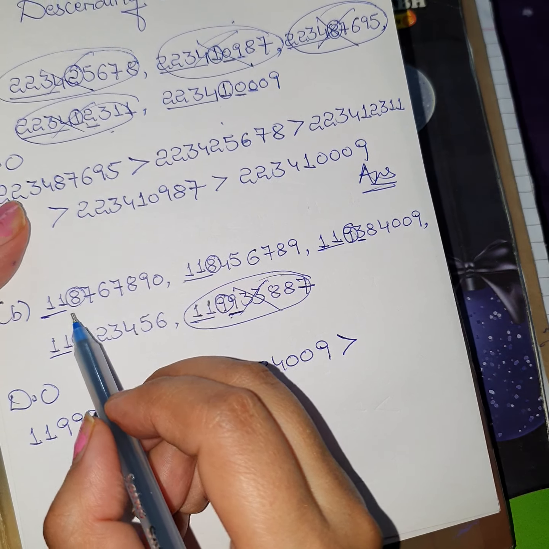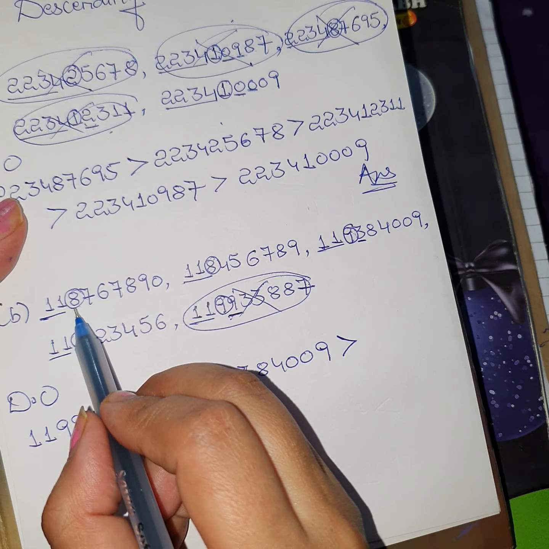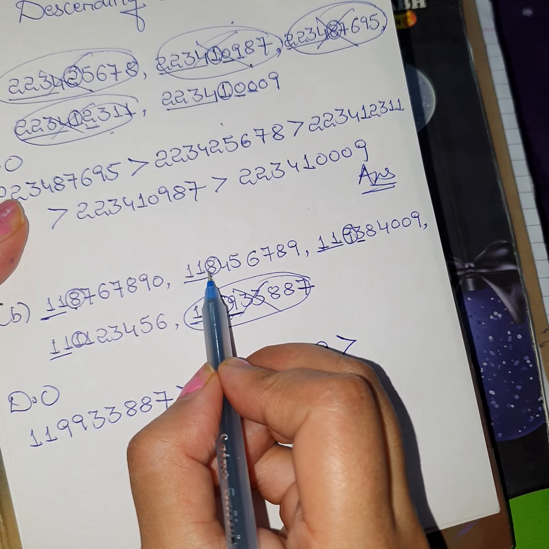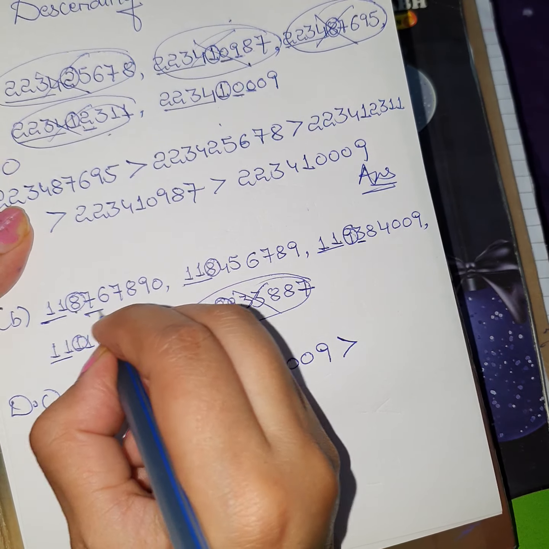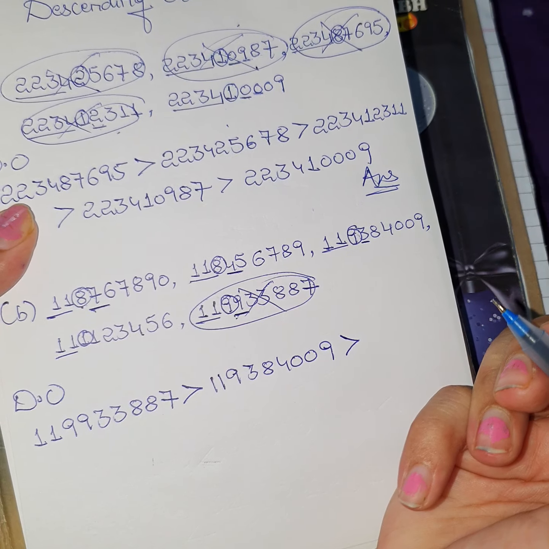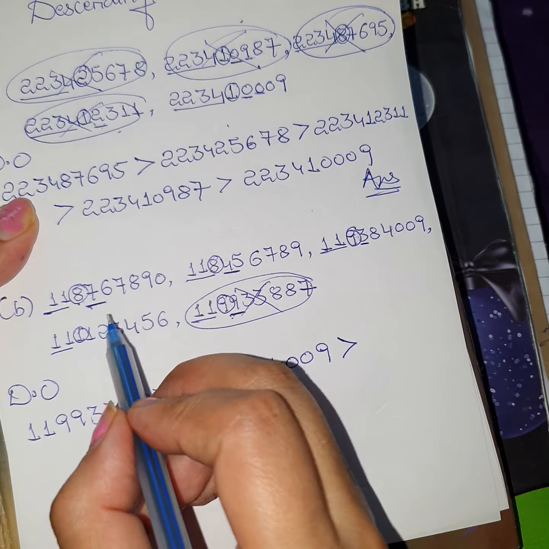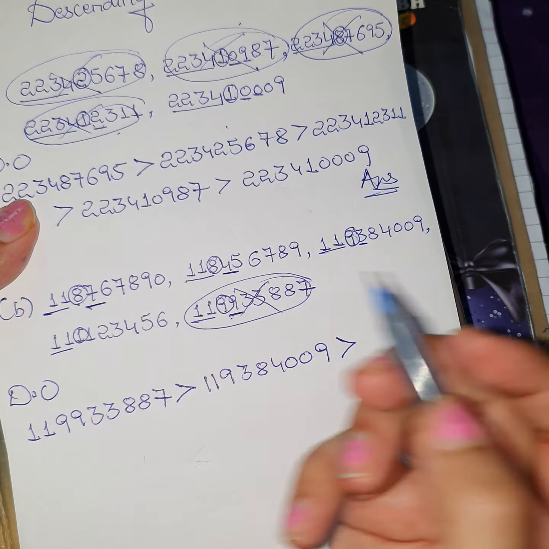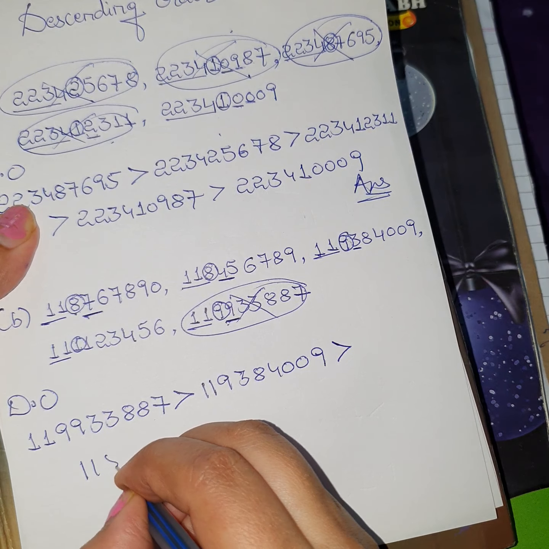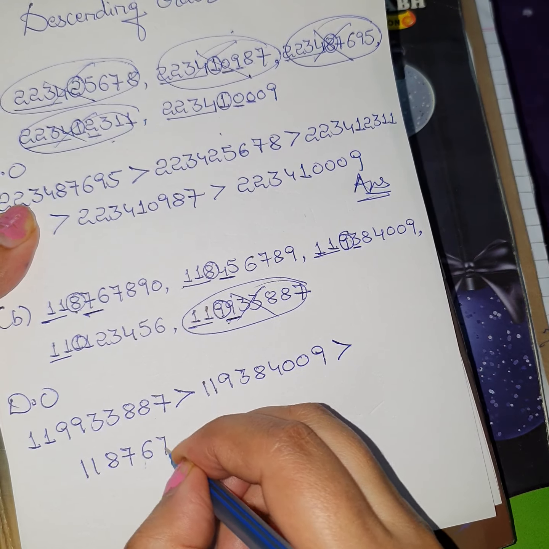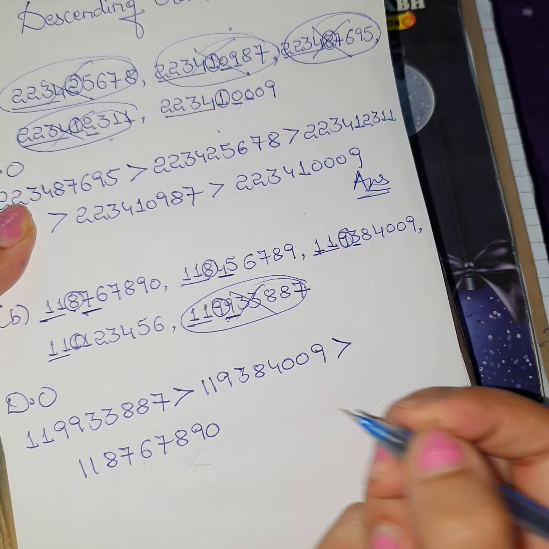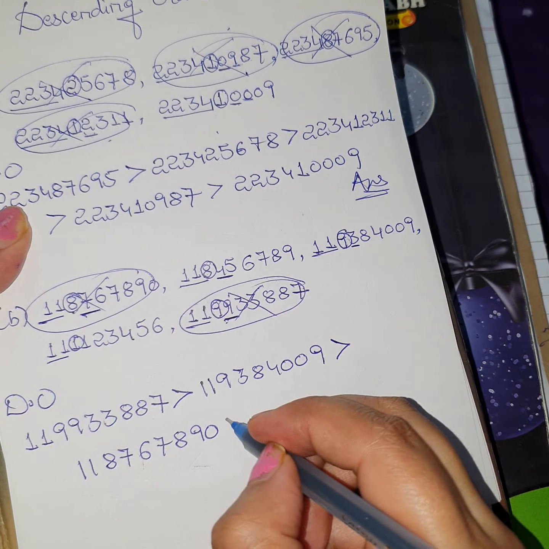Now the third number will be here. The third digit is 8, 8, same. So move on to the fourth digit. Here the fourth digit is 7 and here the fourth digit is 4. So from 7 and 4, 7 is greater. So this will be your third number, 1187678890. Now this number is also out of the series.